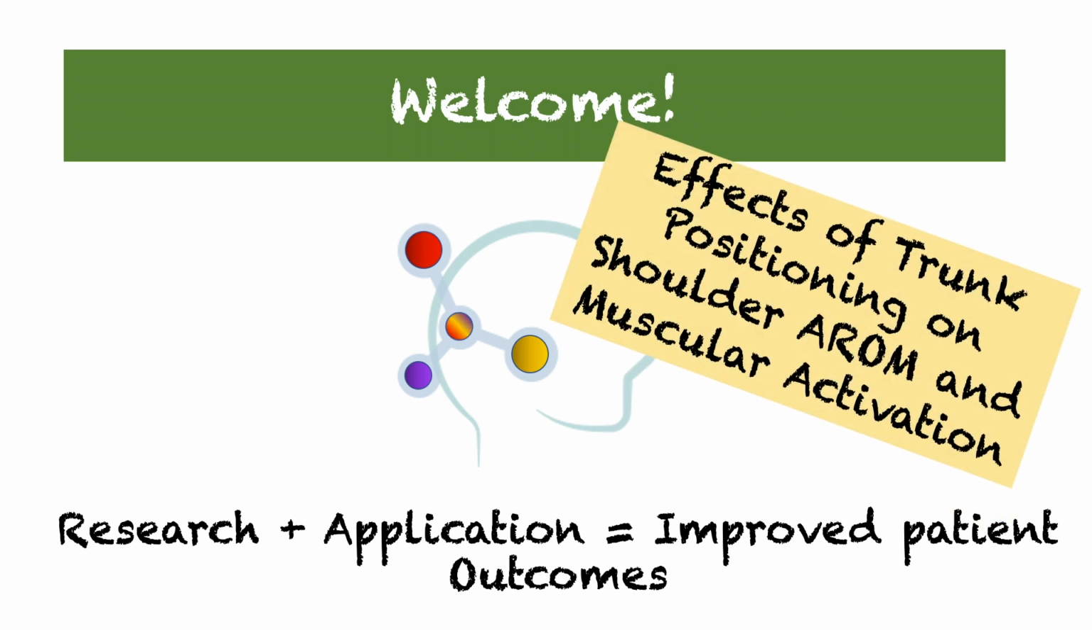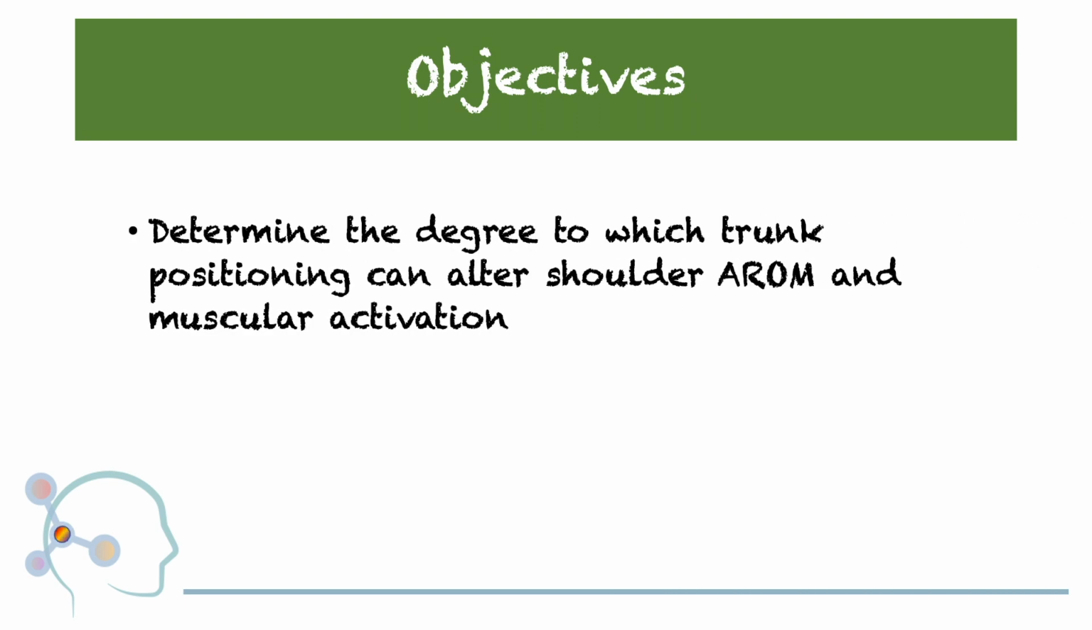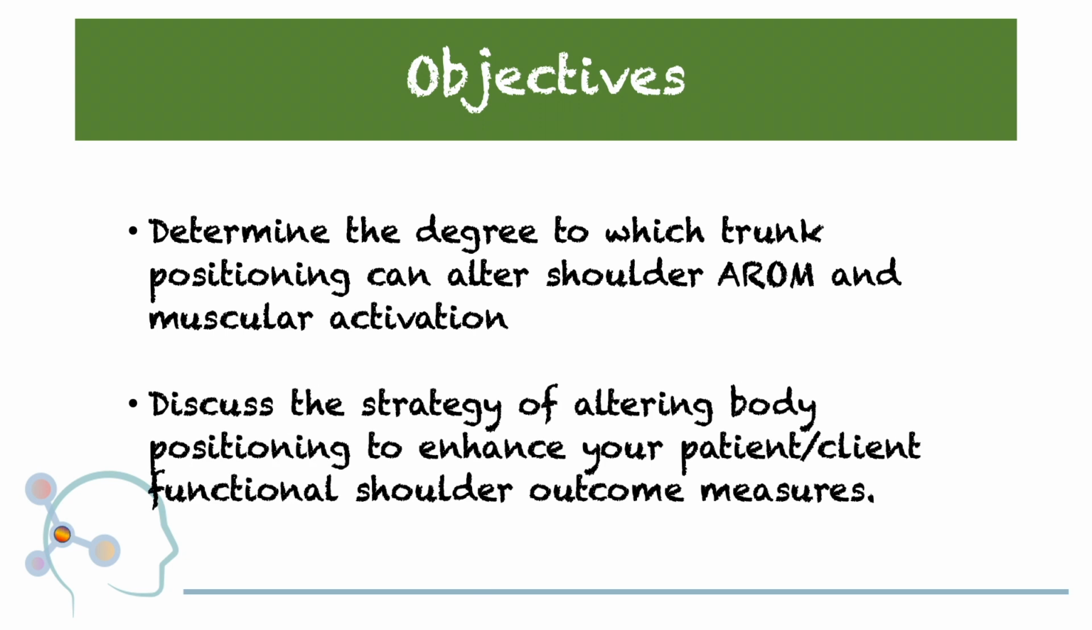Today's topic, effects of trunk positioning on shoulder active range of motion and muscular activation. The objectives of this discussion are to determine the degree to which trunk positioning can alter shoulder active range of motion and muscular activation, and to discuss the strategy of altering body positioning to enhance your patient-client functional shoulder outcome measures.